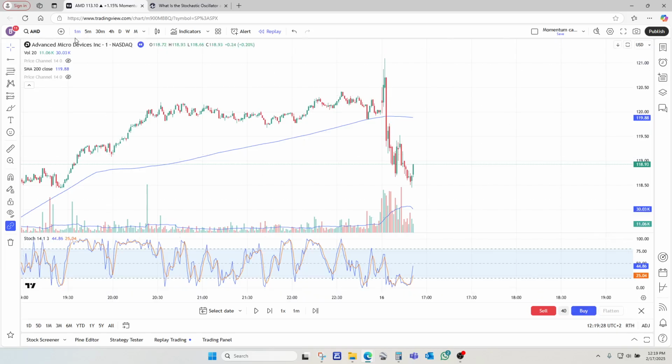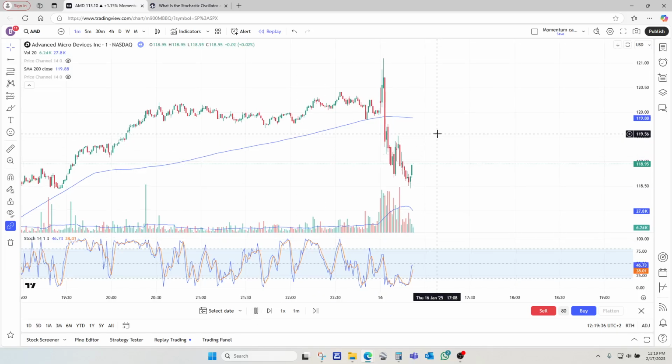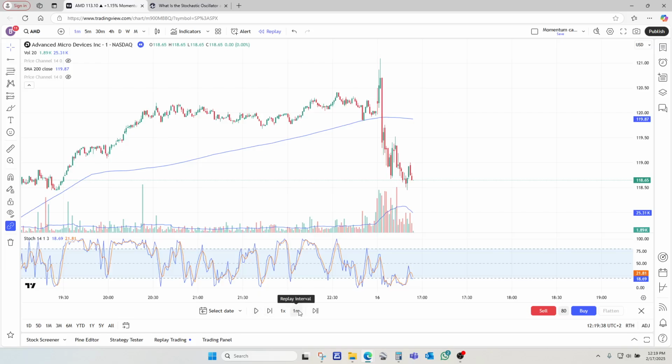This is a 1 minute chart, so we should have a bigger size. Let's do 80, because we will not expect that much movement. So our stop loss is here underneath.